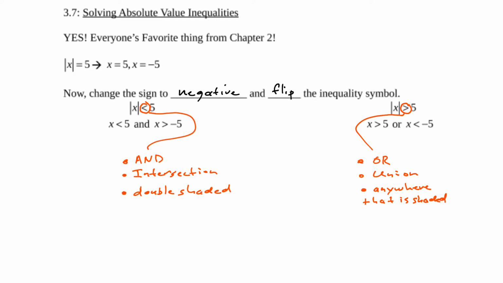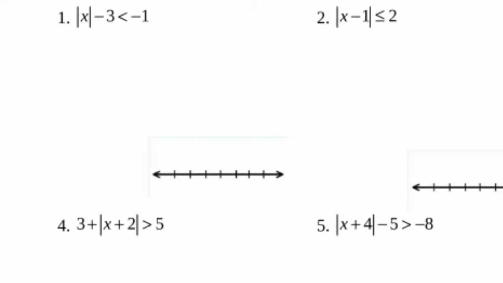All right, let's take a look at some of the examples. So let's turn the page and look at example 1. The first thing we always have to do is get the absolute value symbol all by itself. So in this case, we're going to add 3 on both sides. That's going to give us the absolute value of x. The 3's are going to cancel on the left-hand side, bring down our inequality, and on the right-hand side we have negative 1 plus 3, which is 2.